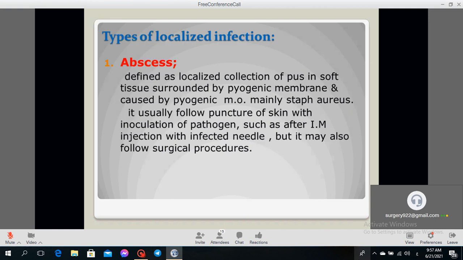Okay, it usually follows a puncture of the skin by an infected needle, which results in inoculation of microorganisms and finally infection and abscess formation, or it can follow a surgical procedure that is infected or badly controlled, which will result in abscess.